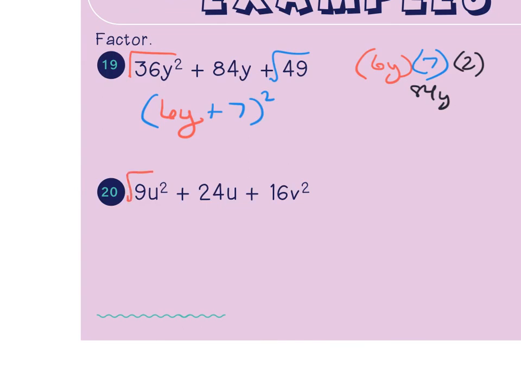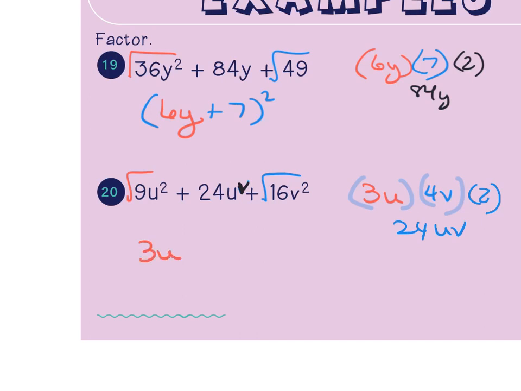Square root this, I get 3u. Square root this, I get 4v. And then times it by 2. And then this would be 24. Notice this is missing a uv. So this one you could say you can't factor it. There's probably a typo. Let's put a v there. So it does give me the uv in the middle. So then this would just become 3u plus 4v, and it's squared.